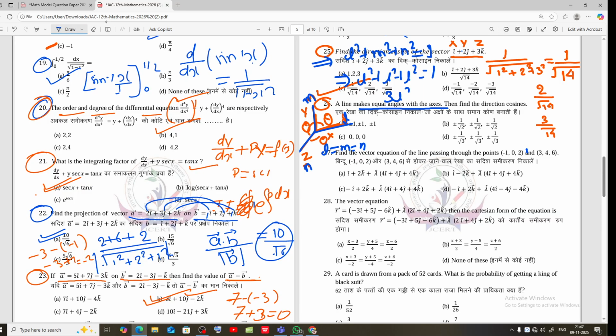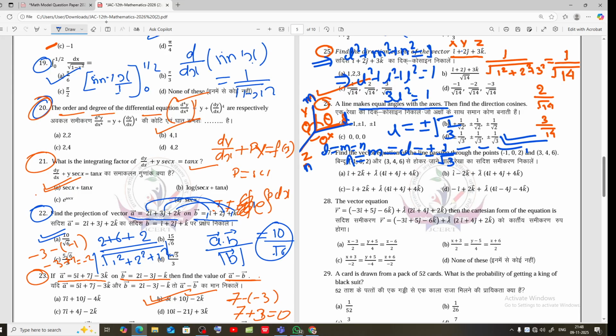That means 3l square equals 1. That means l equals plus minus under root 1 by 3. Also written as l equals plus minus 1 by root 3, and l also equals m and also equals n. That means all three values are equal. Option D is correct.